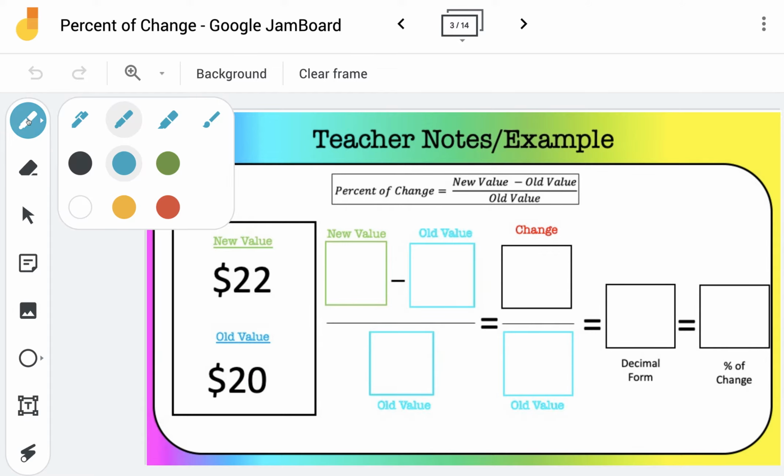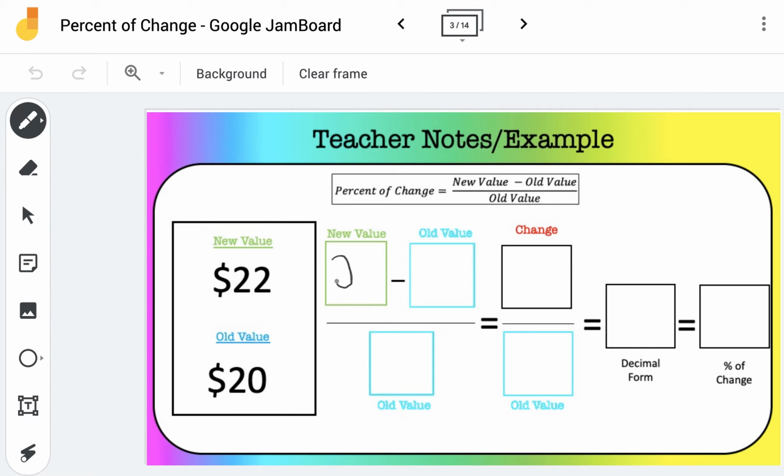So let's fill in the empty boxes. So we know the new value is 22, so it's going to be 22 in this box. And the old value is the blue value, which is 20. So 22 minus 20. And that gives us the amount of change. So 22 take away 20 gives us 2.